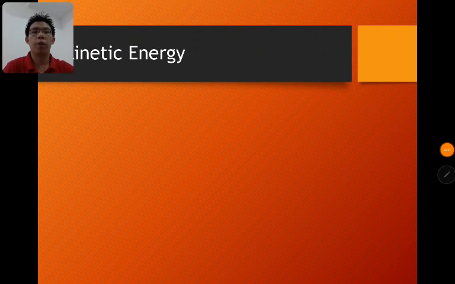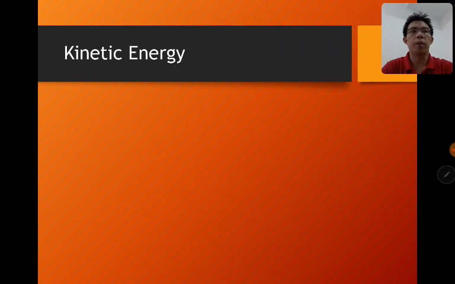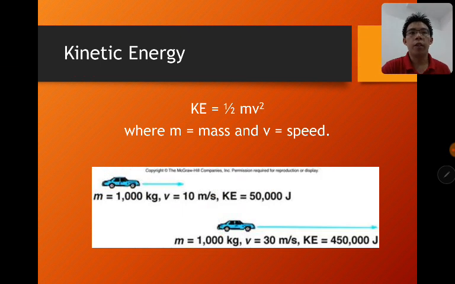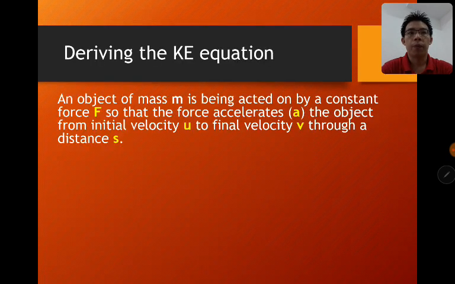Alright, today we'll move on to the subtopic of kinetic energy, something that you are already very familiar with. The kinetic energy equation is half mv squared. I think you know this very well, where m is the mass and v is the speed. If a car of 1000 kg is moving at 10 meters per second, the kinetic energy is 50 kilojoules, and if it has 30 meters per second, then it will become 450 kilojoules.